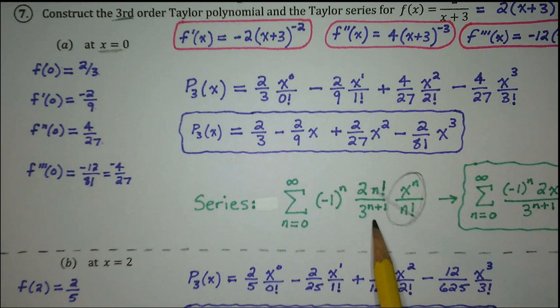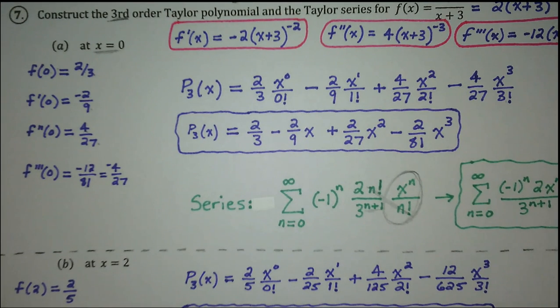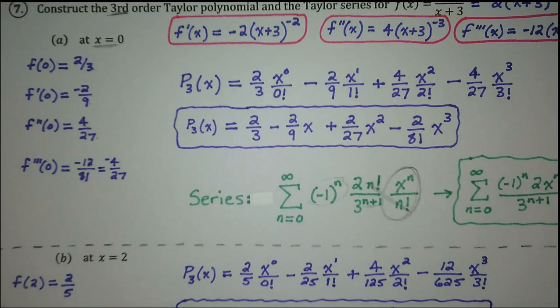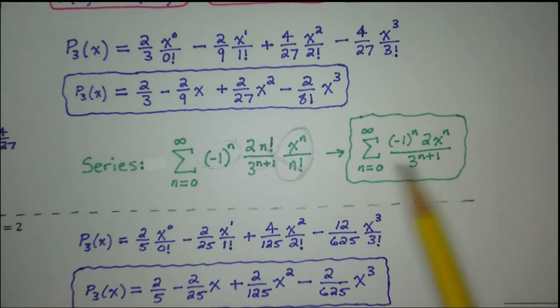It doesn't make it any easier that you need this to be n plus 1. And then, not only that, but the terms are alternating by sign. So you also need this put in the series. Now this would be more of a final answer.